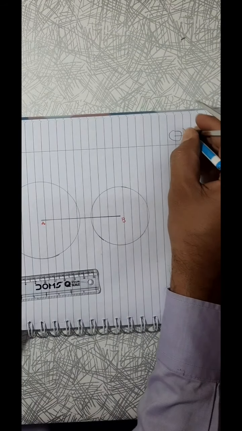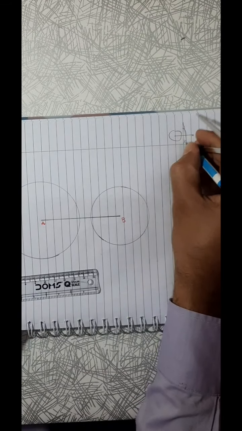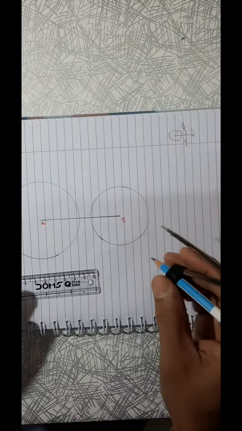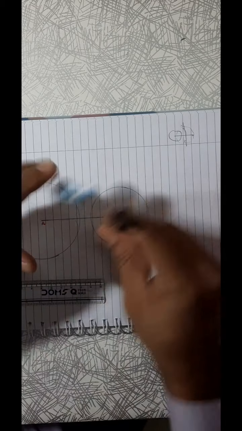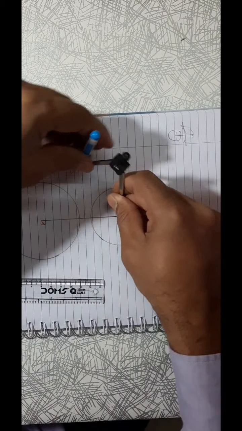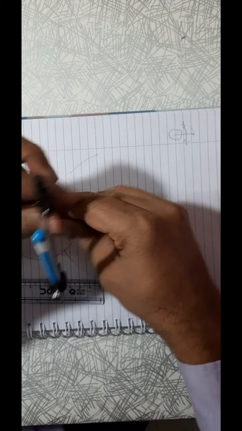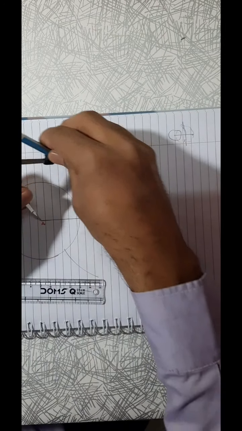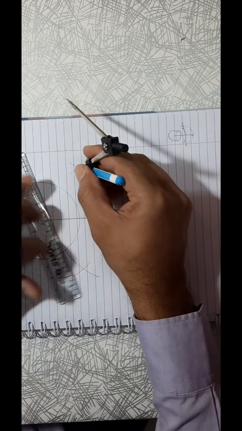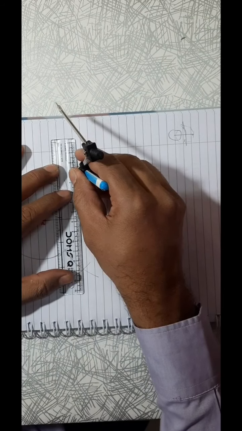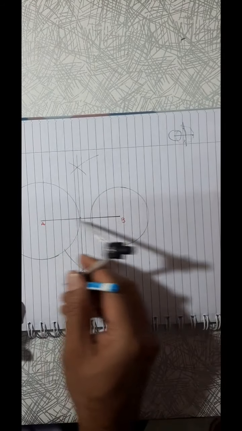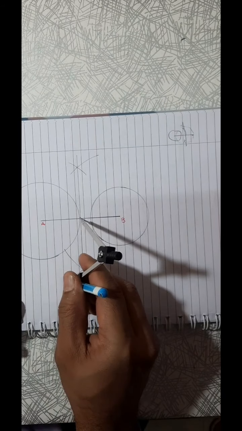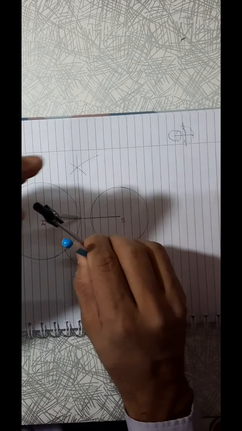That means first join it, then perpendicular bisector, then dotted circle. So let us join it. AB is already joined. Now the perpendicular bisector of AB. No doubt it has to touch this because it is 8 and it is 4, so it is touching. Now the dotted circle.